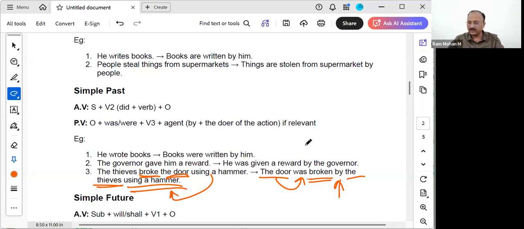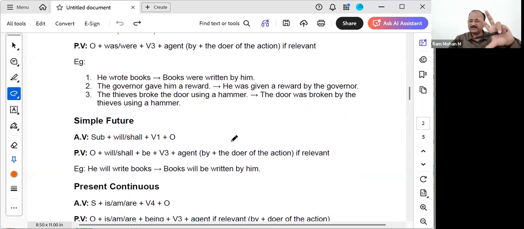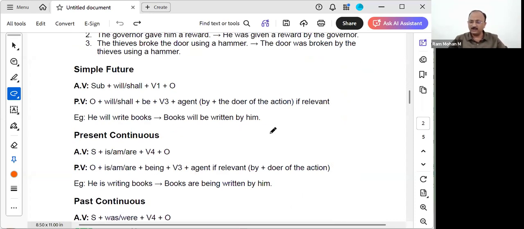Correct? Now, the same thing we'll go for the simple future also. There are only 6 such conversions. We'll learn the rules first, then we'll go for the maximum other examples. Simple future means what? Subject will come, will or shall will get added, V1 form of the verb and object. Subject, V1 form of the verb and object will come like the same simple present tense. Only thing is either will or shall will be added.